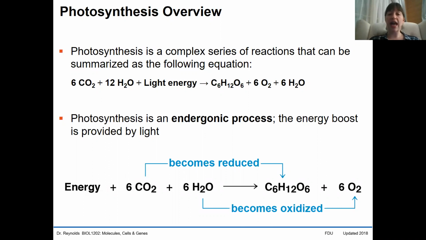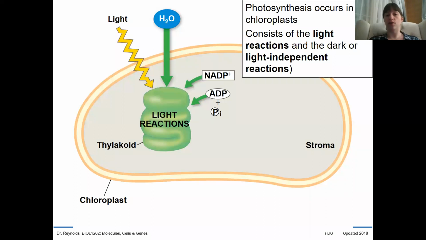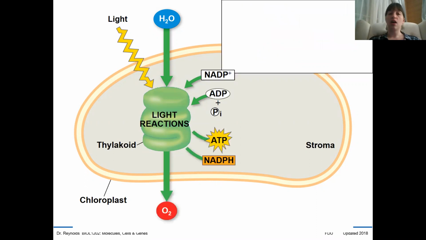Photosynthesis is going to be an endergonic process, as where cellular respiration was exergonic. Now let's take a look at a brief overview of how this process works. Light and water are going to feed into light reactions, where NADP+, which is an electron carrier molecule utilized in photosynthesis, and ADP are used to create ATP and NADPH. Light is going to be the source of energy.